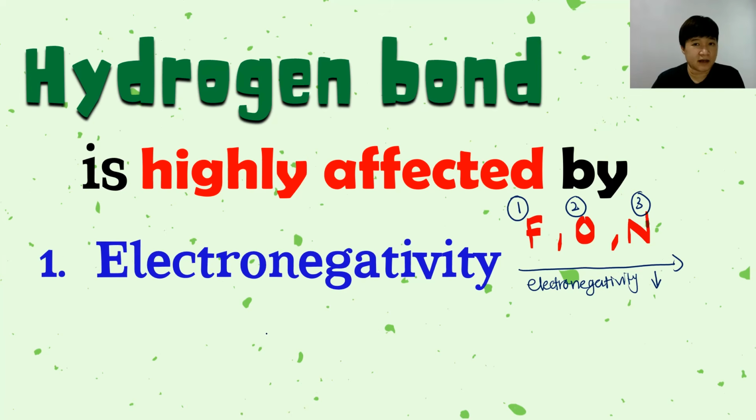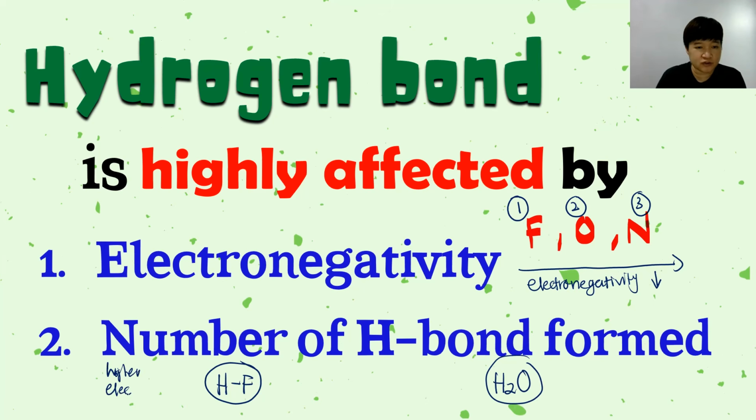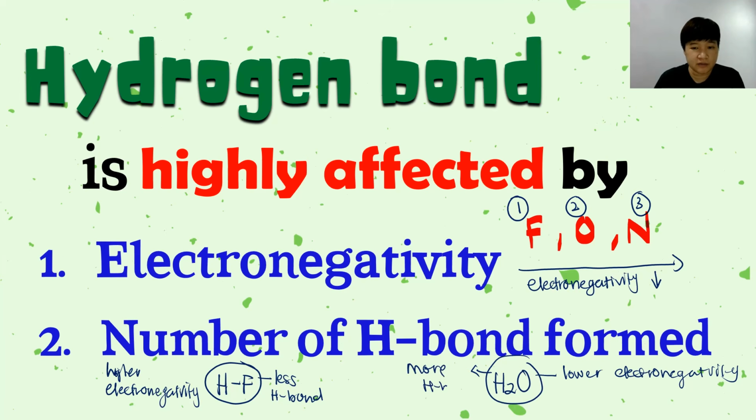The second factor affecting hydrogen bond is the number of hydrogen bonds that your molecule can form. Okay? For example, I have HF and also I have H2O. Obviously, HF over here has higher electronegativity because fluorine is more electronegative than oxygen. So oxygen straight away has lower electronegativity. But the number of hydrogen bonds that can be formed in HF is less compared to water. Water can form more hydrogen bonds.